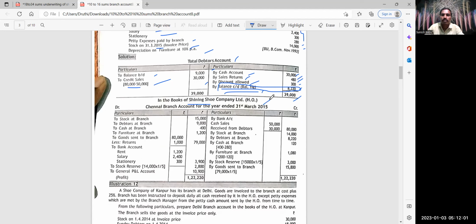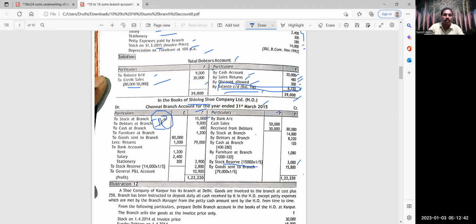Then in the books of Shining Shoe Company head office, Chennai branch account, 31st March 2015. First you write opening stock 15,000. This is invoice price, IP. On the credit side, there is stock reserve. Don't forget, this could be written afterwards as well. This is 15,000 into 1 by 5, and 1 by 5 means 20%. Why is it not converted? Because it is itself the invoice price. The percentage of profit is given on invoice price only. So you take 20%, that is 3,000.